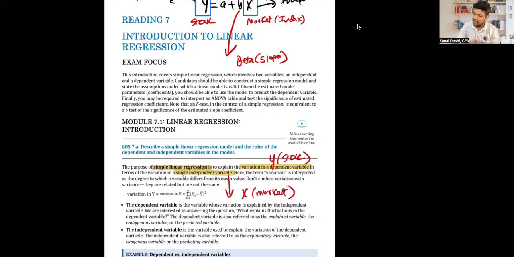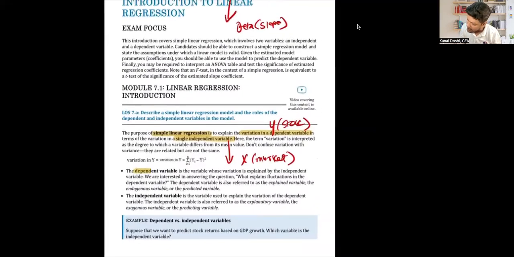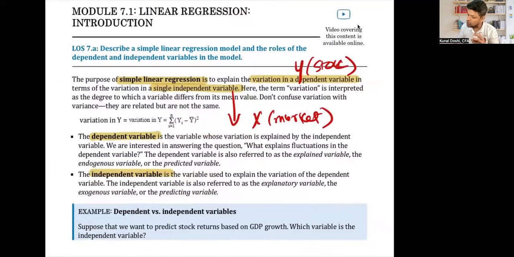Everyone with me? So there are two variables, dependent variable and independent variable. There are different names for them. The dependent variable is also called the explained variable, endogenous, or predicted variable. Just go through the names, don't memorize them. The independent is explanatory, exogenous, or predicting variable. Do I have to worry about the names? No, I don't have to worry about the names because when it comes to the question, it is going to be very easy to calculate.